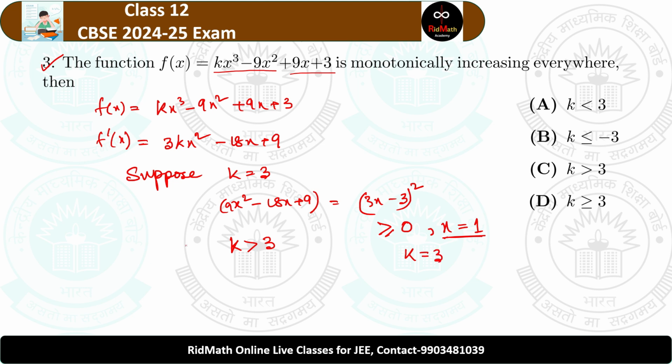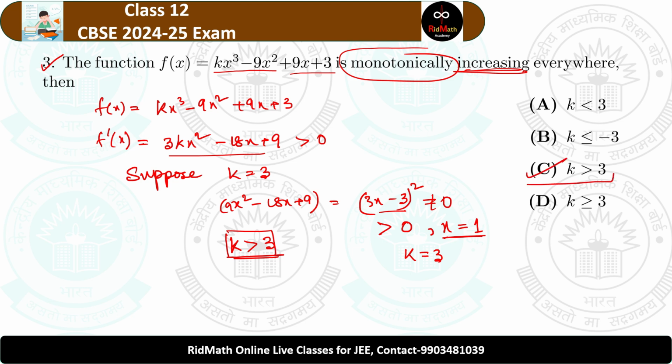So if we take k greater than 3, that means this will never be 0, and it is always greater than 0. For monotonically increasing, we need f dash x greater than 0. So this is greater than 0 when k is greater than 3. Okay, that means option C is correct.